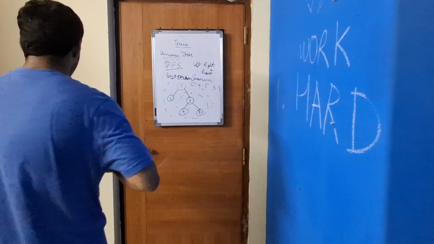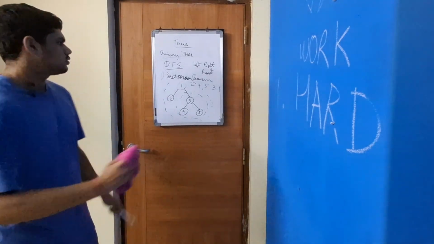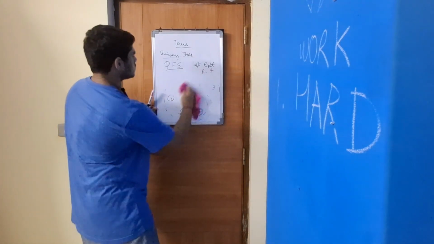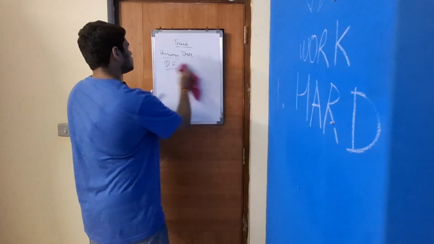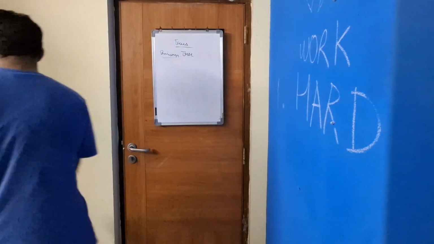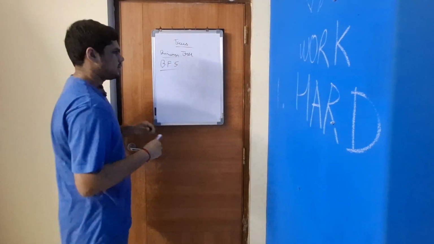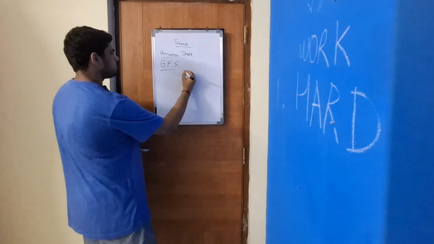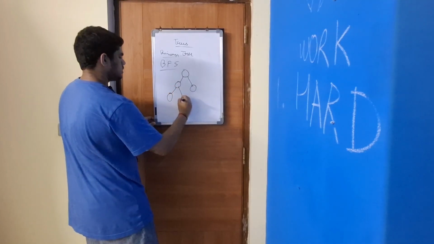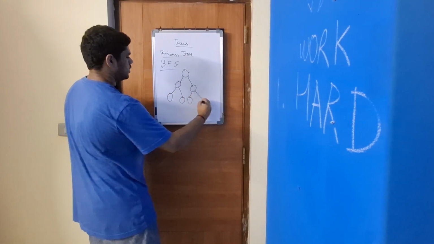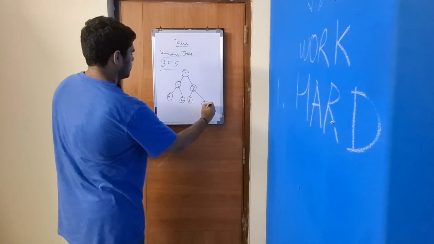Now let's move on to the breadth first search. Okay, so we have the BFS, which is breadth first search. This is very simple, guys. Let me tell you. This is a node. This is a node. This is another node. This is another node. Another node. Another node. 1, 2, 3, 4, 5, 6, 7.